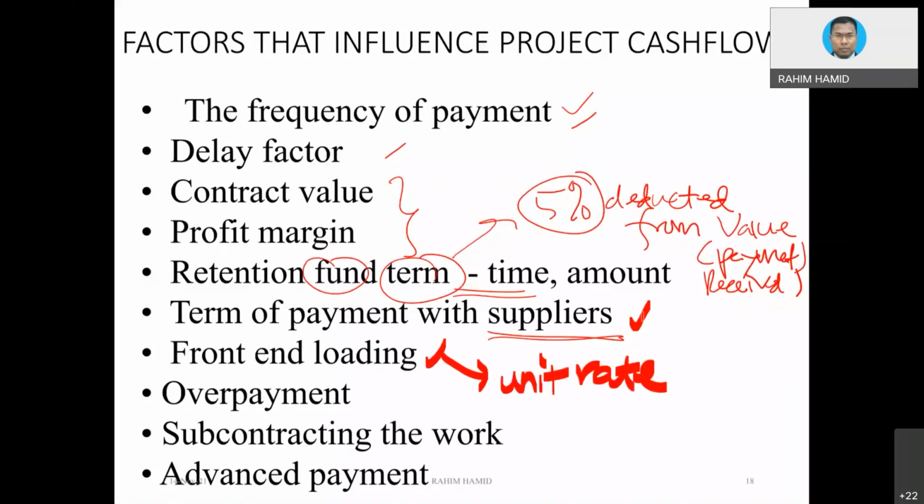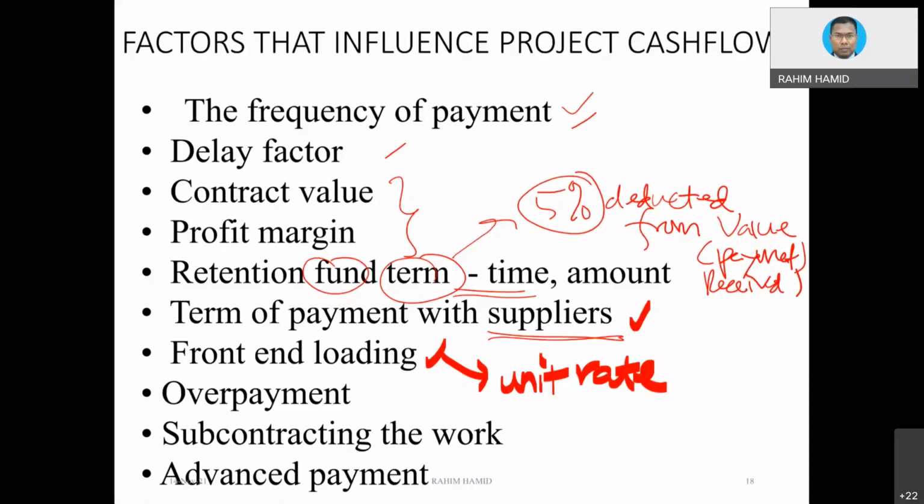Remember, each of the BQ items basically specifies what could be the activity that you need to do, and then the unit rate is basically the amount of money that you need to pay per unit of the material. Either it could be counted in meter run, square meter, cubic meter, and whatever it is.